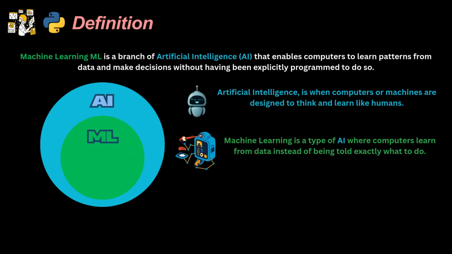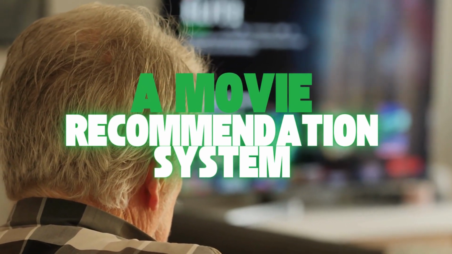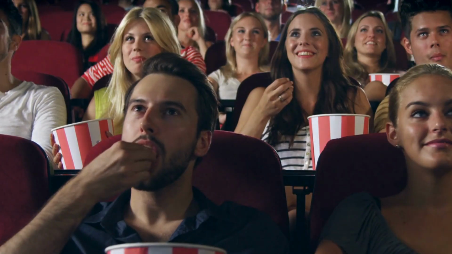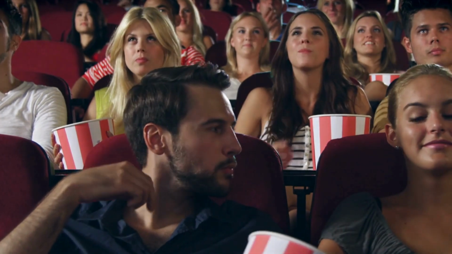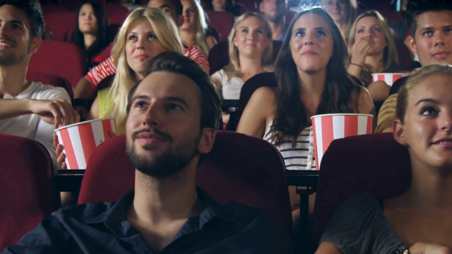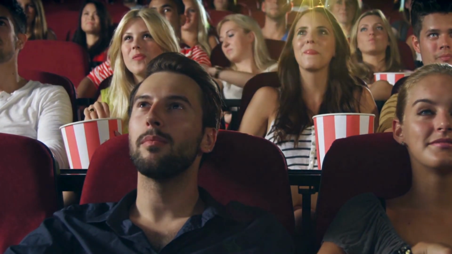Machine learning, however, is a type of AI where computers learn from data instead of being exactly told what to do. One machine learning example is a movie recommendation system like the one in Netflix, which uses machine learning to analyze what you watch. It learns your preferences and suggests shows or movies that you might like, and it improves the more you use it.